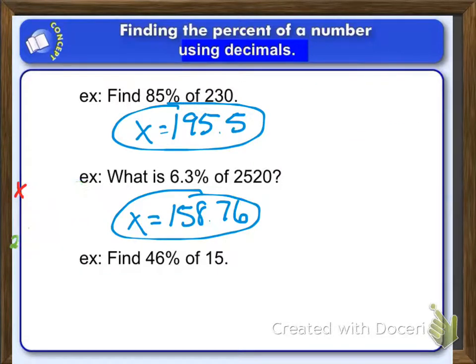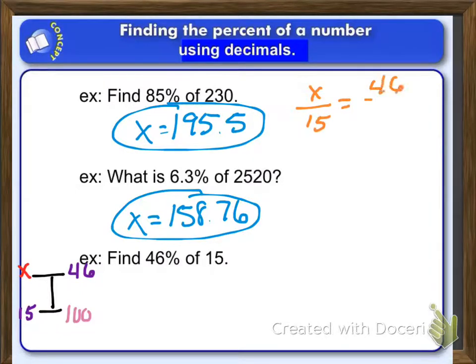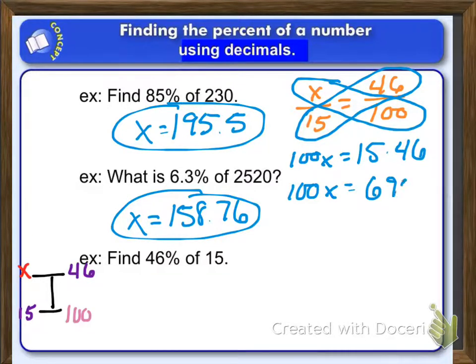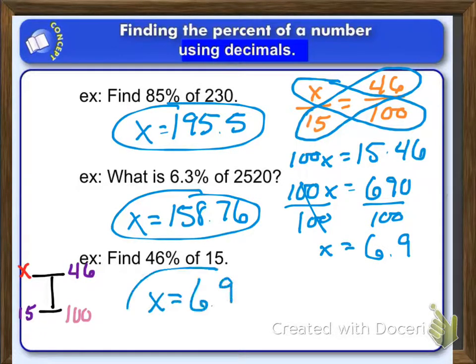Let's look at the last example. So I make my eye chart. I know my 100. I know 46%, so 46 is going to go there. My 15 is my whole once again. So I set up my proportion. X over 15 is equal to 46 over 100. So I have 100x is equal to 15 times 46. I'm going to take 100x is equal to 690 divided by 100. Gives me 6 9/10.